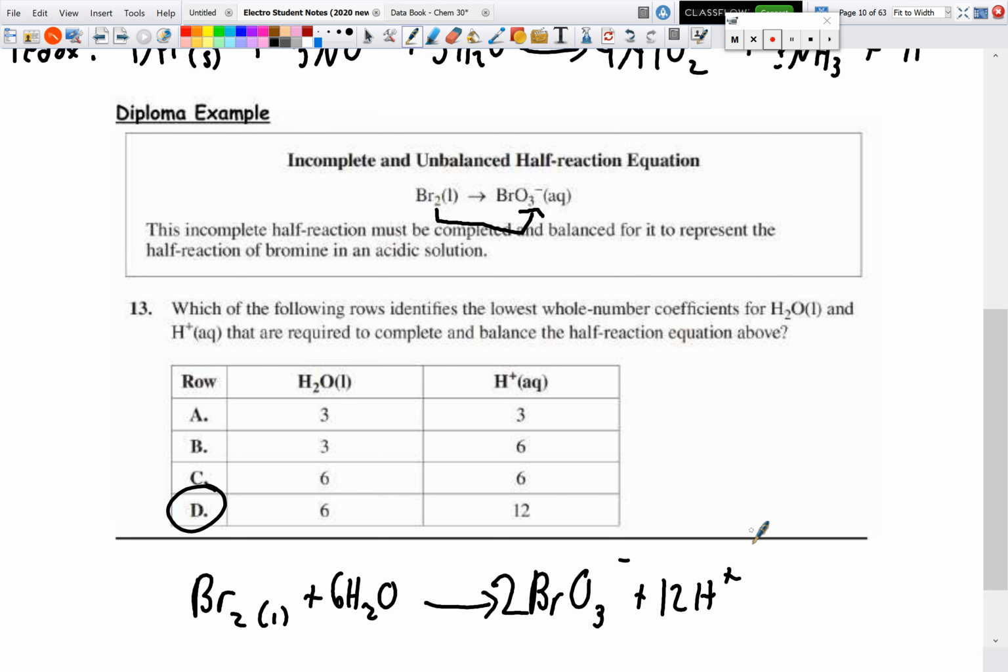Now, it doesn't say anything about the electrons, but if we did want to balance out the electrons, we can stick 10 electrons over here as well, and that of course means that we have an oxidation half reaction.